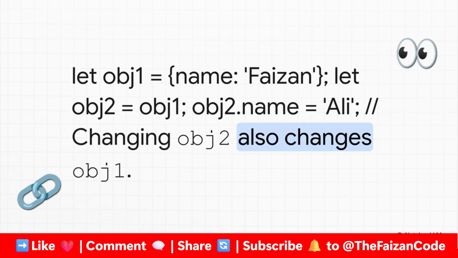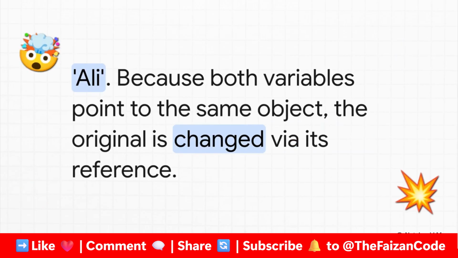So, when we go and change the name using object 2, what do you think is going to happen to object 1? Yep, the output is Ali. And this is that pass by reference concept in full effect. Since both object 1 and object 2 were just pointers to this single, same object, changing it through one variable means you're changing it for both. They're just two different names for the exact same thing.